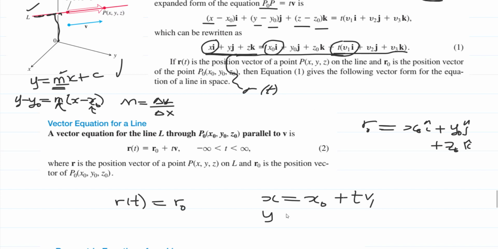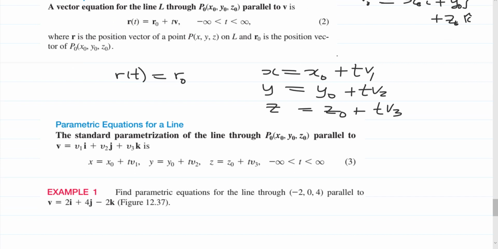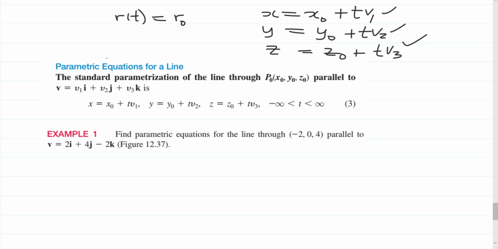Then also the y alone. So y is y naught plus t v2. Then we also look at the z alone. So z is equal to z naught plus t v3. It's like looking at a component now. So that's what we're doing in terms of parameterizing. So these three are called parametric equations. If you represent a line by either a vector equation or these parametric equations, then you have represented it. So this is the parametric equation of a line. If you have a line passing through that point and parallel to the vector, then these are your parametric equations. And of course, don't forget that t takes any value between minus infinity and plus infinity.